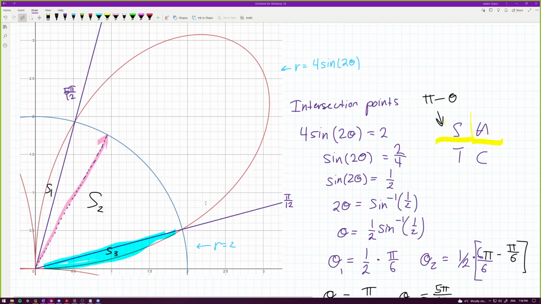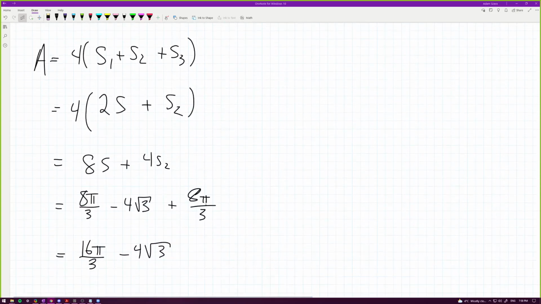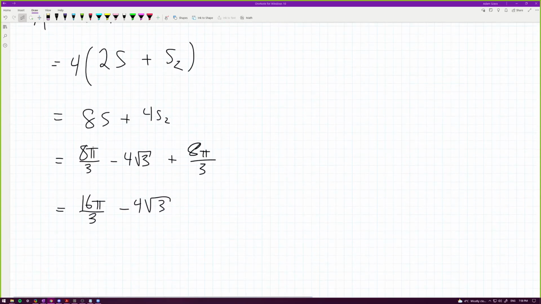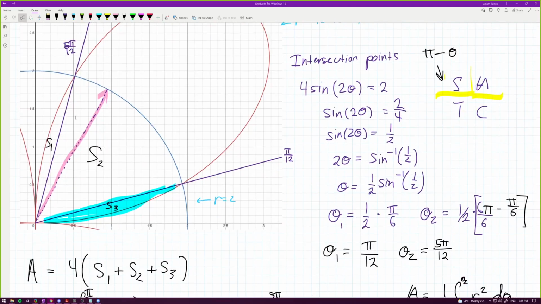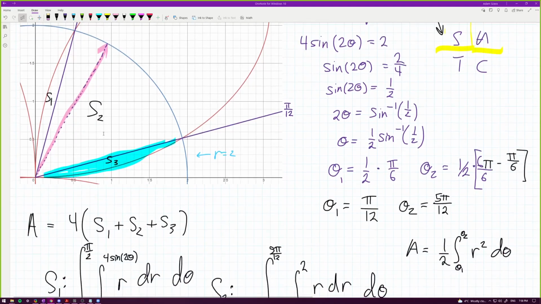Why did it multiply by 8? S2, times 8. Oh yeah, that makes sense. You take that sector and multiply by 8. And then the correction, I guess, is to subtract 4 root 3. I don't know how else to interpret it other than that.